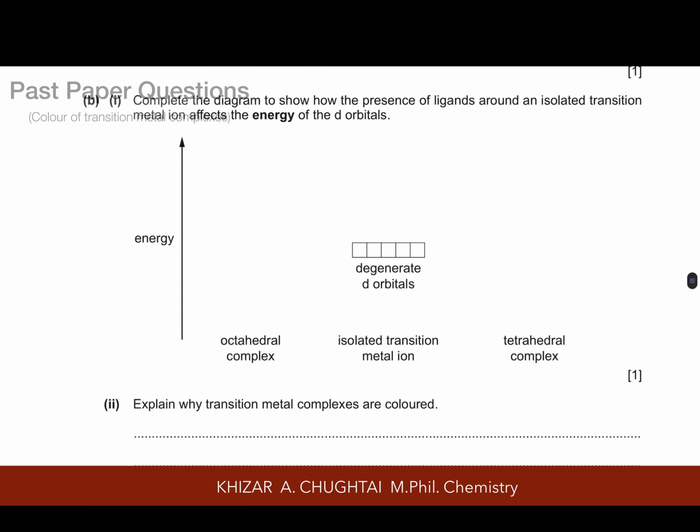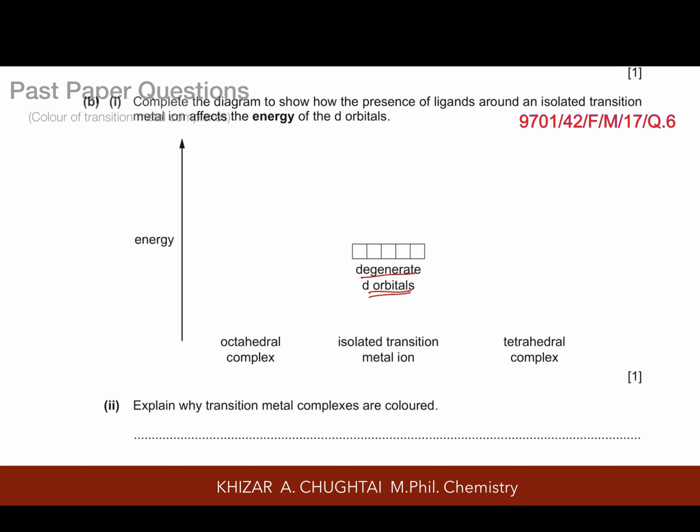There are degenerate d orbitals over here, and he is asking to draw the two specific complexes. In the case of tetrahedral complexes, the d orbitals will split into two energy levels, but a set of three d orbitals will raise its energy as compared to the rest of the two orbitals.